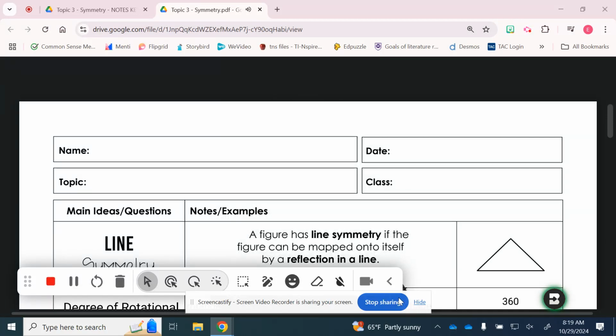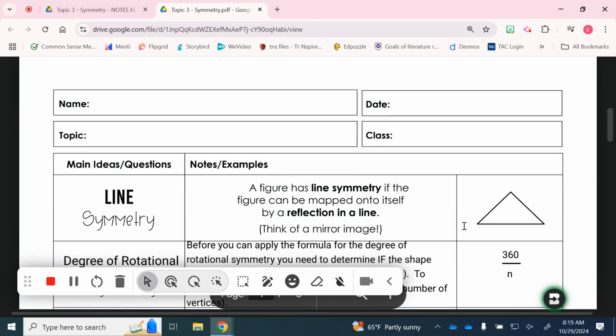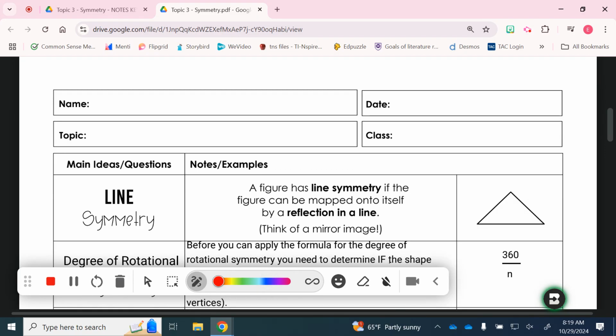Okay, so again, talking about line symmetry. If I just drew a line straight down, well, obviously Mrs. Smith is not an artist. But if I drew a line straight down and I took this and folded it onto there, it would all line up.